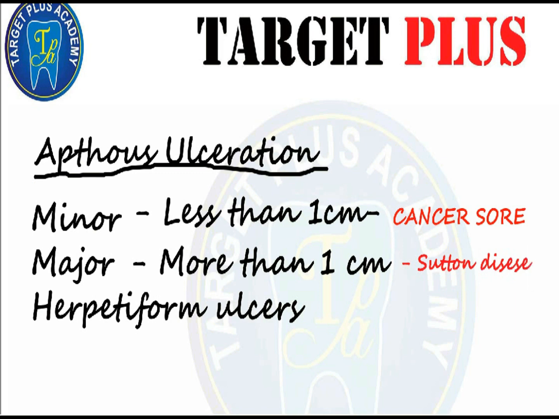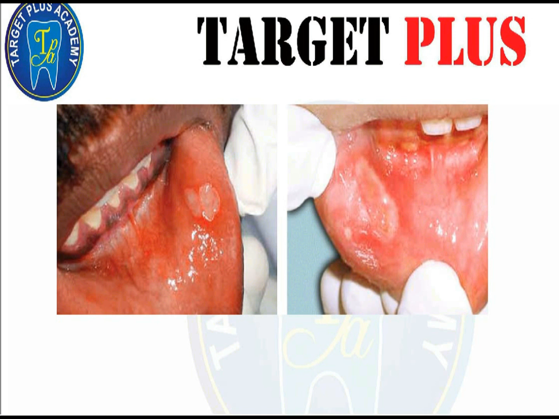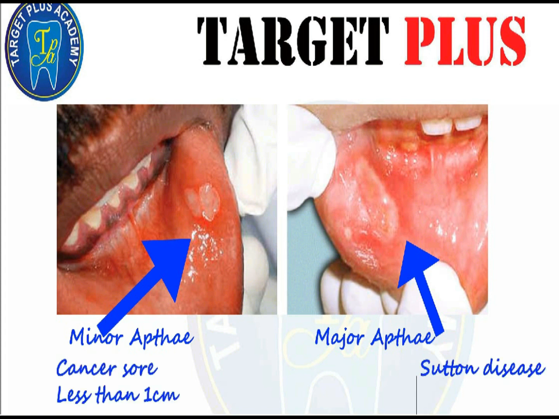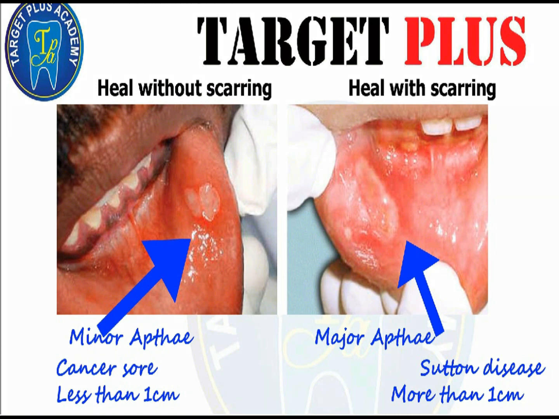Now you can clearly see a figure showing recurrent aphthous minor and recurrent aphthous major. Now this minor will be less than 1 centimeter in diameter, whereas major aphtha is more than 1 centimeter in diameter. Minor heals without scar formation, whereas major aphtha will heal with scarring. So an MCQ can be asked: major aphtha is Sutton disease, canker sore is minor aphtha.